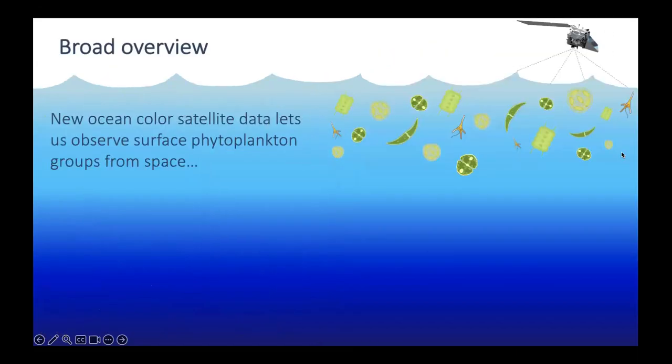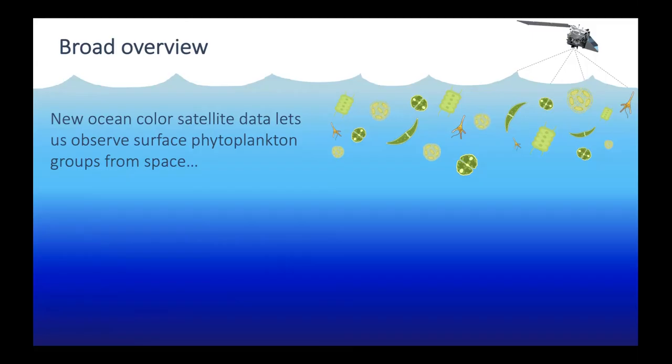So in the broadest terms, the work I'm going to be talking to you about today can be summarized by saying that new ocean color satellite data lets us observe surface ocean phytoplankton groups from space with higher resolution than we've ever been able to observe on global scales before.